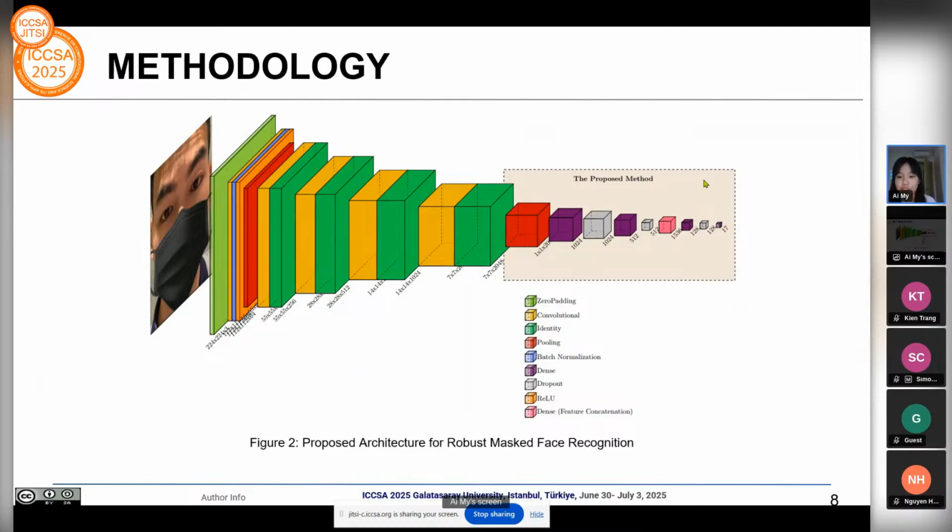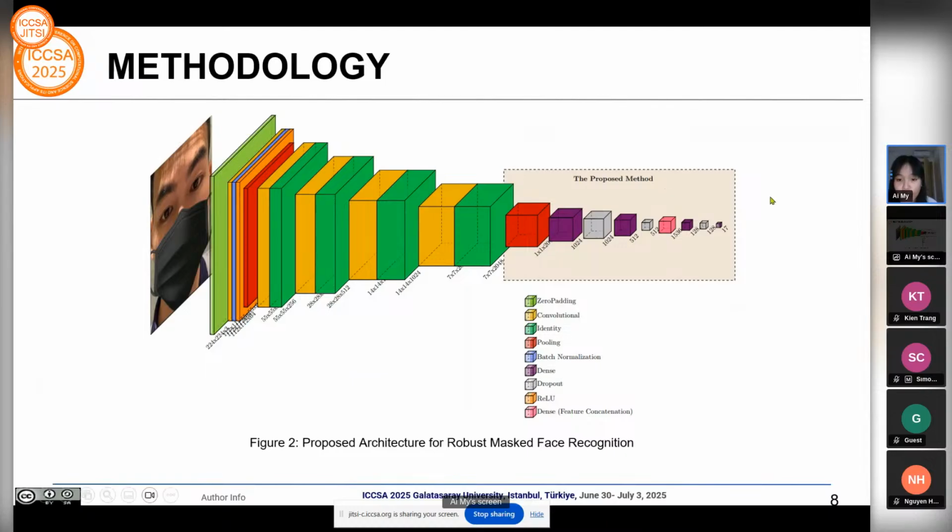Additionally, we apply feature concatenation, which allows us to merge information from different dense layers. This helps the model capture richer and more diverse facial representations and important features when parts of the face, like the mouth and nose, are occluded.